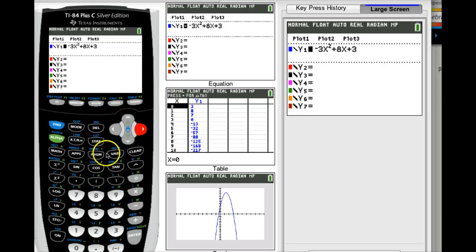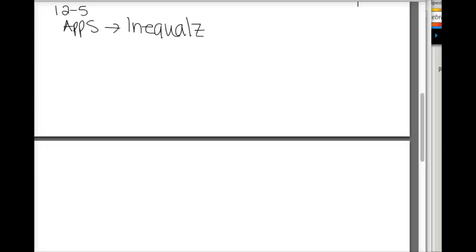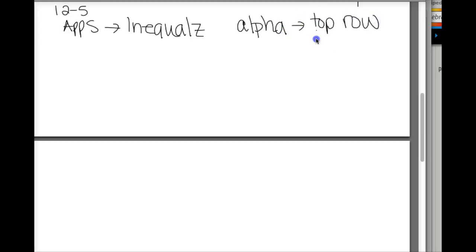So alpha, and then whichever one of these 5 buttons have the less than symbol above it. So if you have that version, then you can go ahead and just kind of hold tight for a second while I talk about the other versions. So if you had that version, apps, inequals, and then you press alpha, and then top row to select the correct symbol.